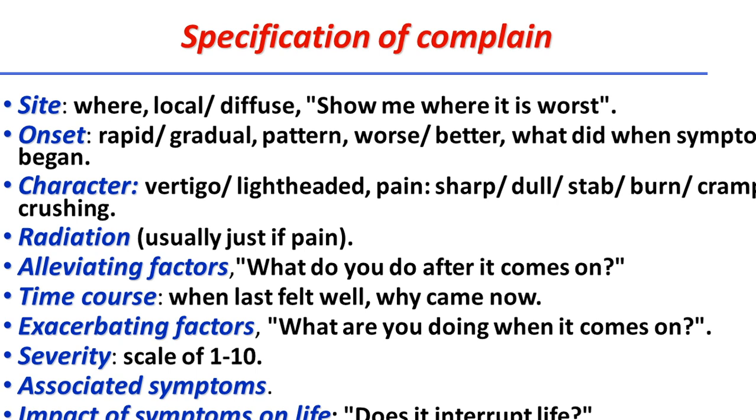Severity of pain from 1 to 10, for example, mild pain or very severe pain. Associated symptoms, for example, pain may be associated with dyspnea, or headache may be associated with high fever, and so on. And you should also ask, does it interrupt life or not?